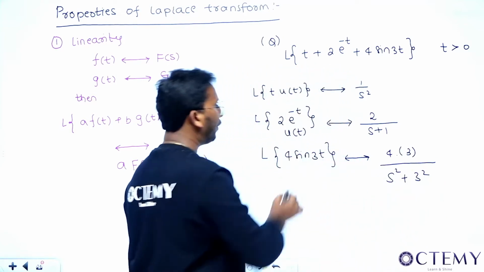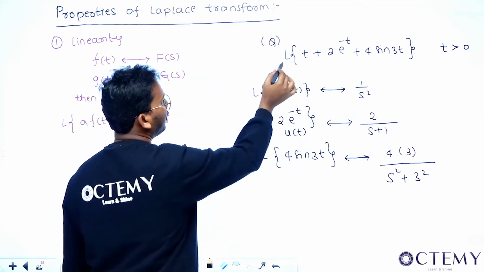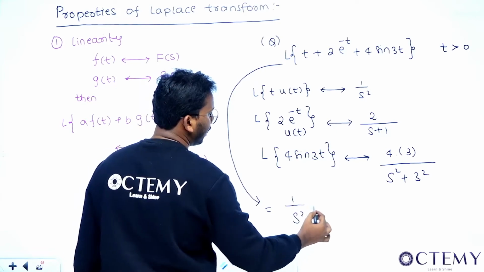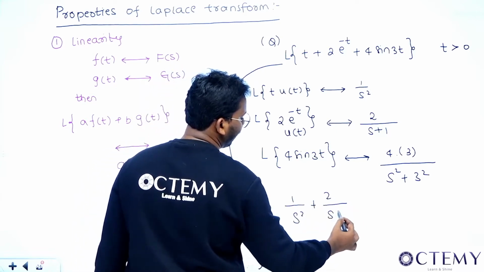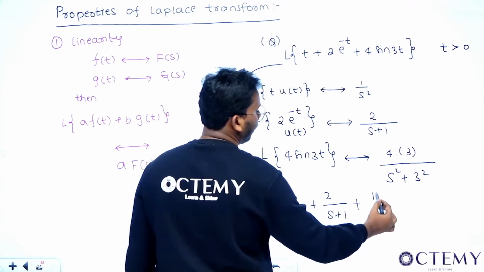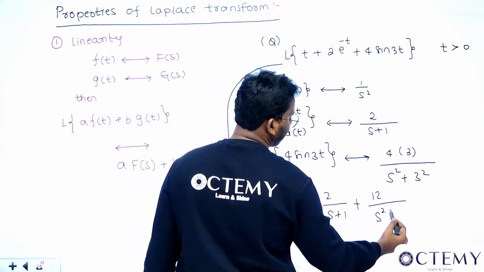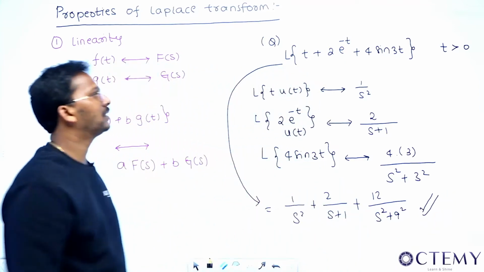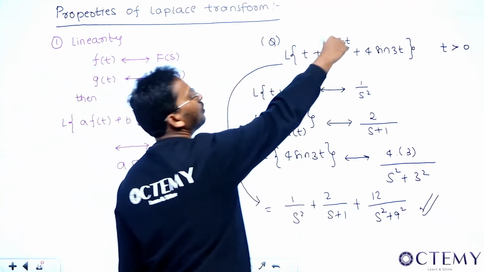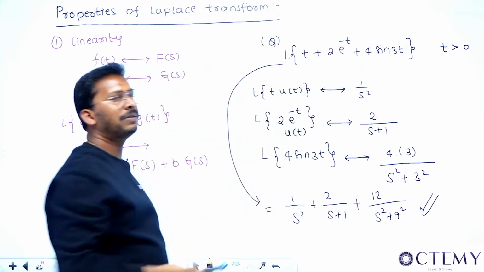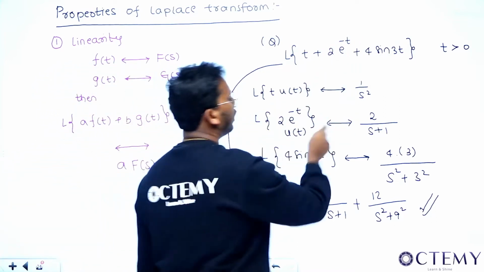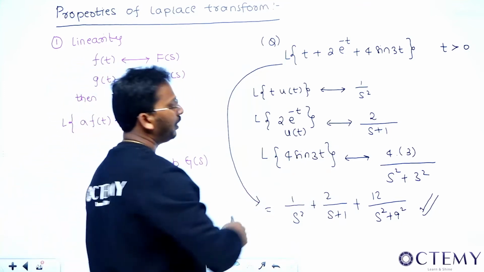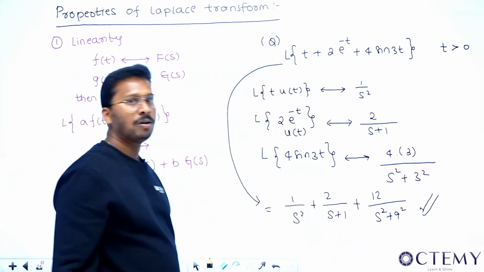So when you find the Laplace of all of this, the answer will simply be 1 by s square plus 2 by s plus 1 plus 12 by s square plus 9. So this is a general application of this particular property. If you know the Laplace transform of an individual function and you multiply it with a constant, the Laplace transform will also get multiplied. See, 2 here, 4 here. And when you add the functions in the time domain, you can add them in the Laplace domain also, right?